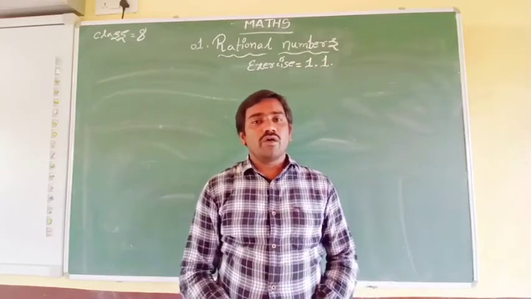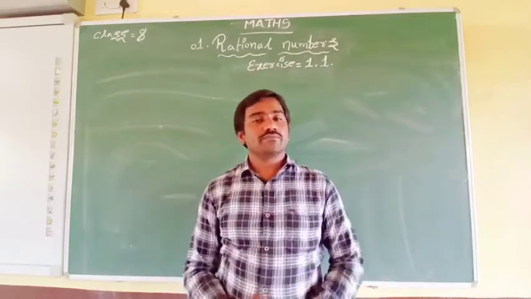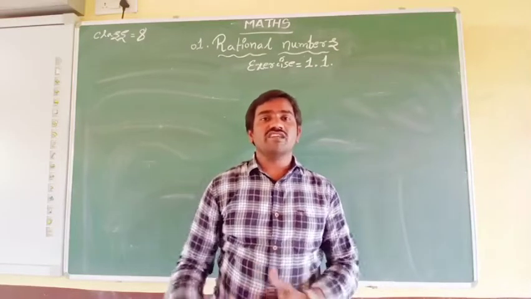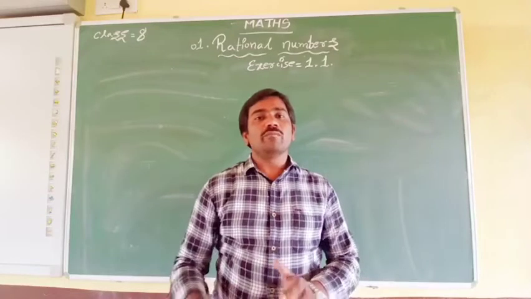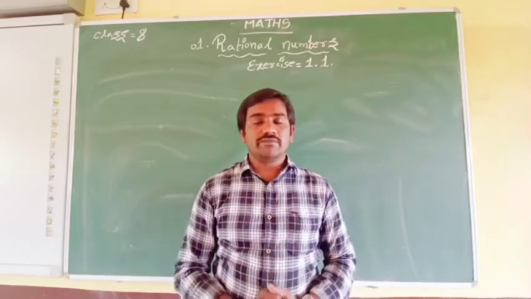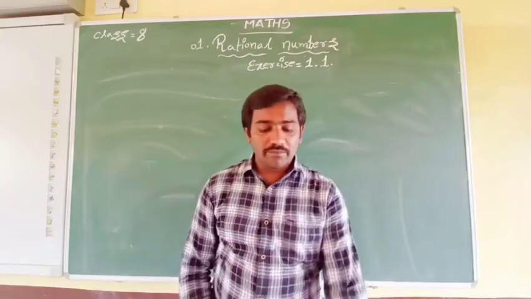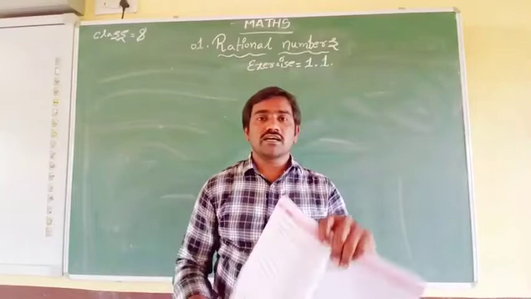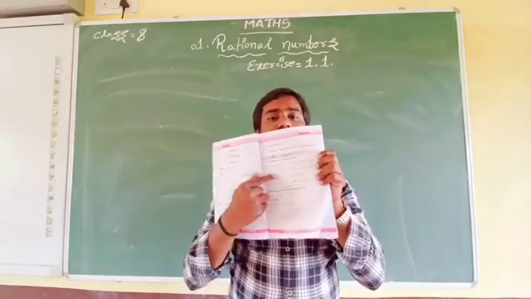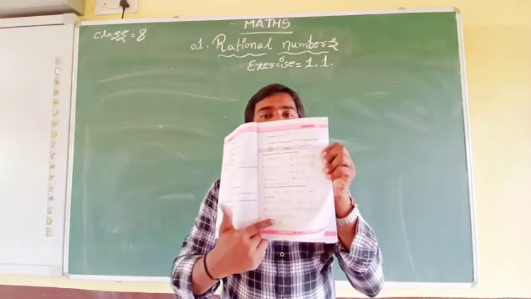Today we are going to continue the same chapter and exercise, rational numbers exercise 1.1. In my previous video I have already completed exercise 1.1 till the third bit. Now we'll continue from the fourth question and complete this exercise. You can see here this first bit, second bit and third bit we already completed.